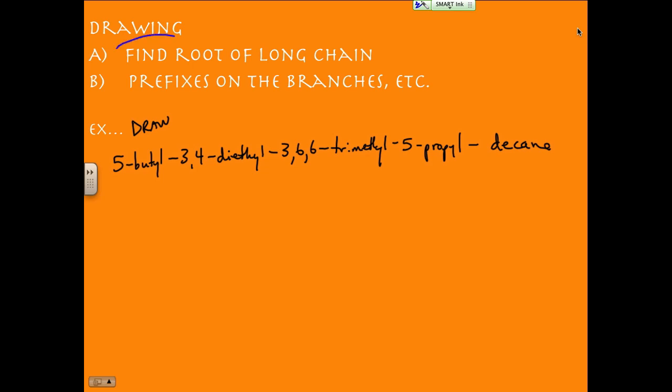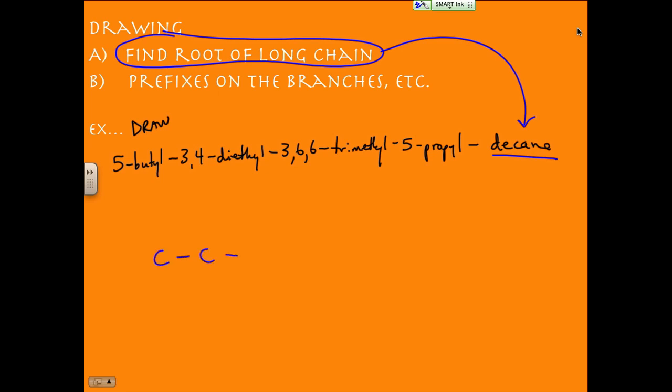Absolutely right. So for drawing them, you really just want to find the root of the long chain, just like M says. And so that's your decane. So let's be simple. Let's just put 10 carbons. 1, 2, 3, 4, 5, 6, 7, 8, 9, 10. There you go. I've got 10 carbons in a row, right? If you wanted to, you could number them. You don't necessarily need to, but I've got my 10 carbons in a row. So that's the first thing we do. The next thing we're going to do is just start popping on some branches.